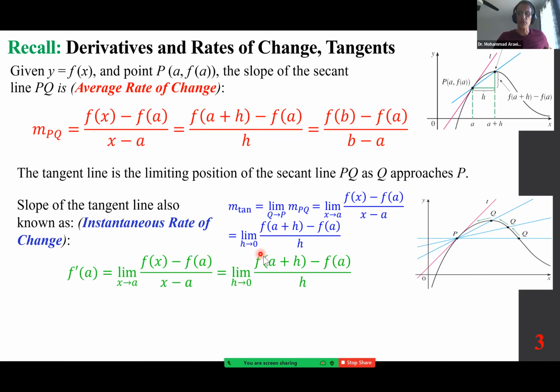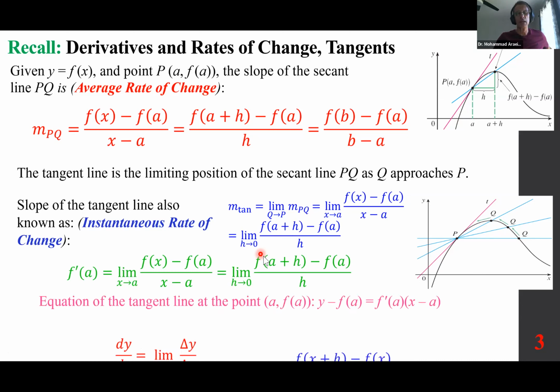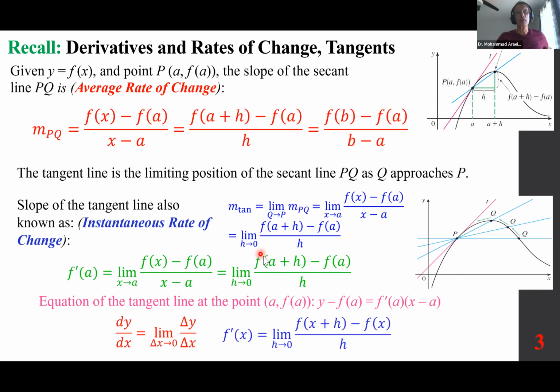We call it f prime of a, and this is just a point slope formula, nothing brand new. And this is the differentiation formula. First, the Leibniz's notation and the general format.